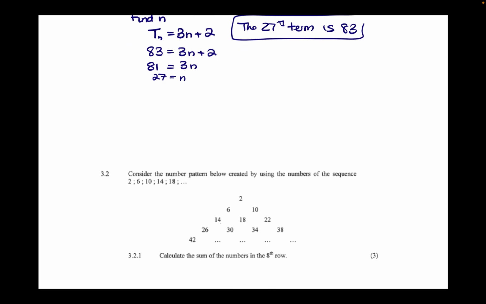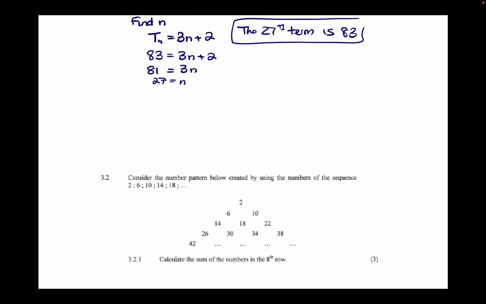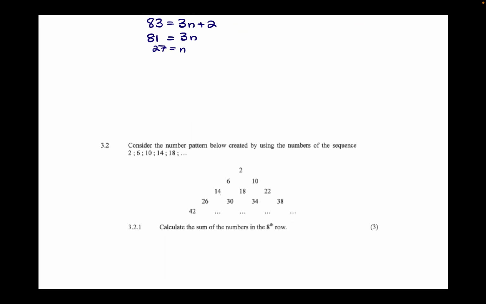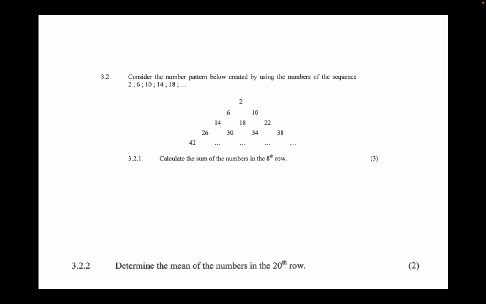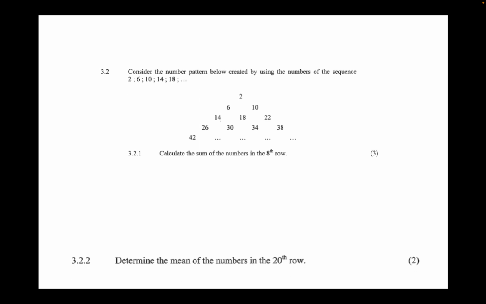3.2 is also a pattern question, and there are a lot of different ways to do this problem. If you use your calculator, you can actually just follow the pattern and find it. But I noticed that both the questions 3.2.1 and 3.2.2 are really about the sum of the numbers in the row. So the first one is the sum of the numbers in the 8th row, and the next one is the mean of the numbers in the 20th row.